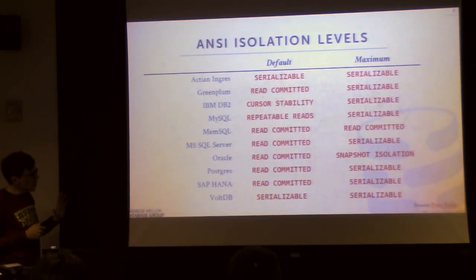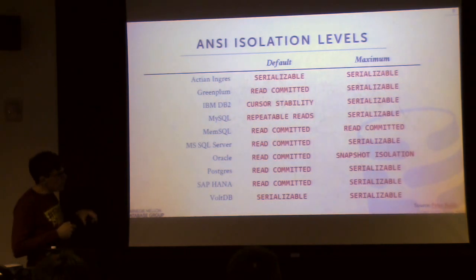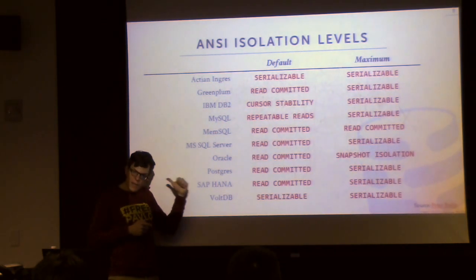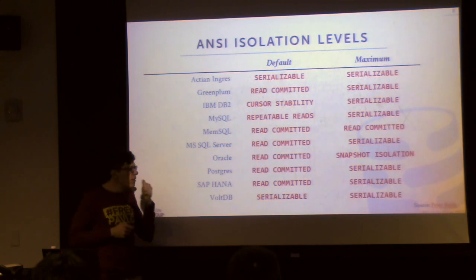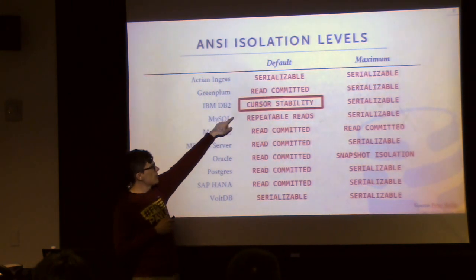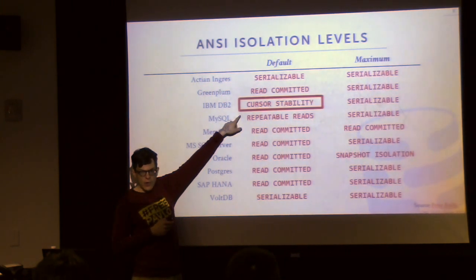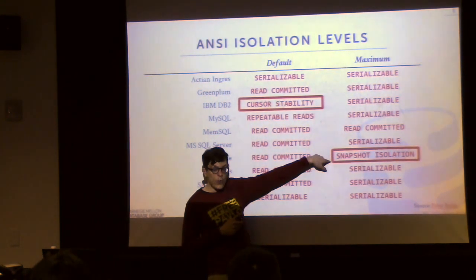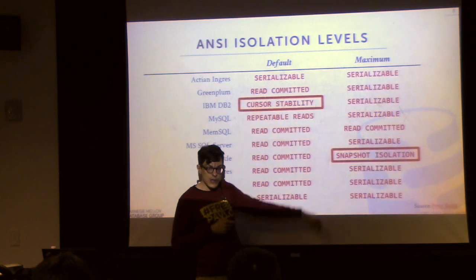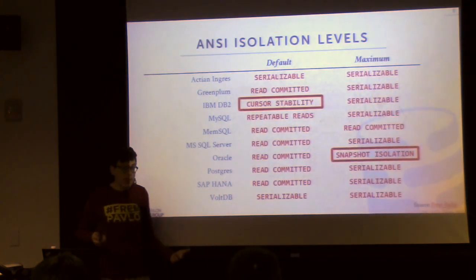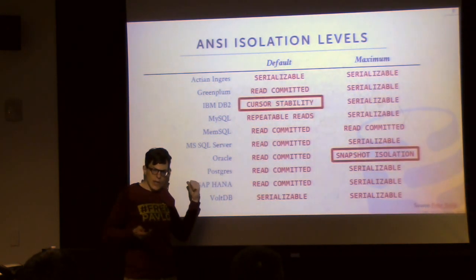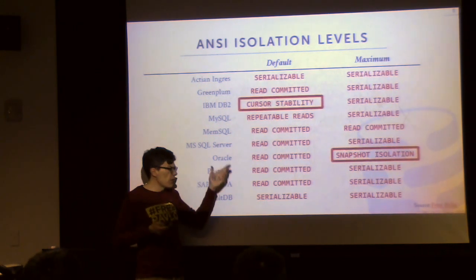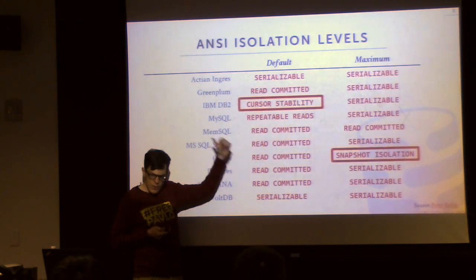The two things worth noting here are that there are two isolation levels that aren't in the list of four that I just showed. DB2 claims that their default isolation level is something called cursor stability. And in the case of Oracle, their maximum isolation level is something called snapshot isolation. So what's going on here? Here are some isolation levels that we didn't see in our standard. And if you go read most database textbooks, they won't talk about these things. They'll talk about the four that I just showed.